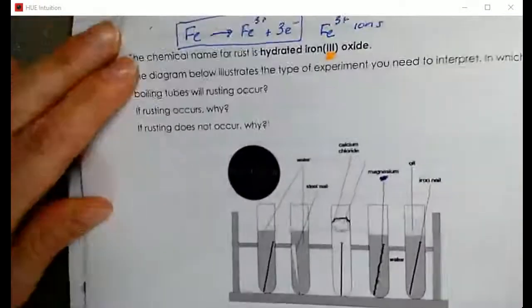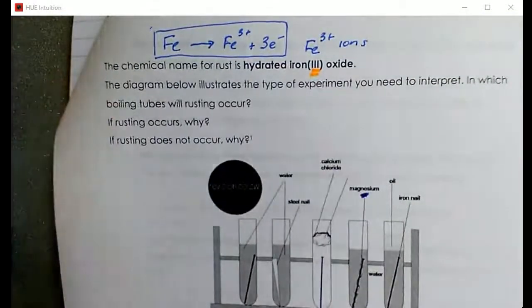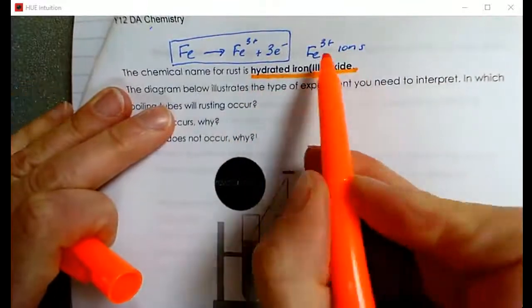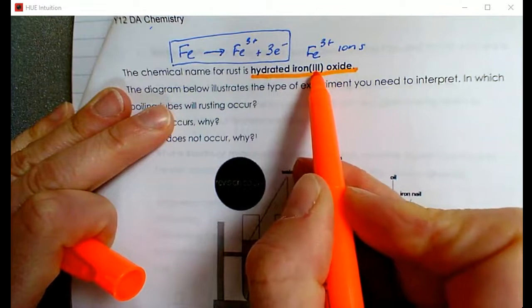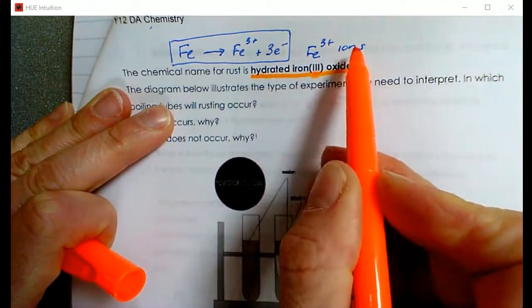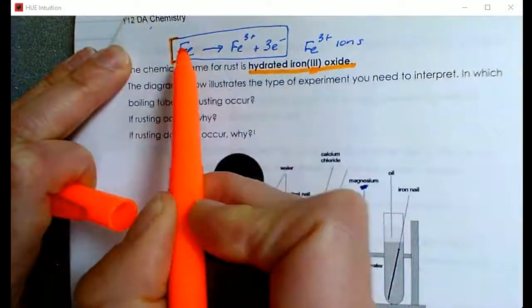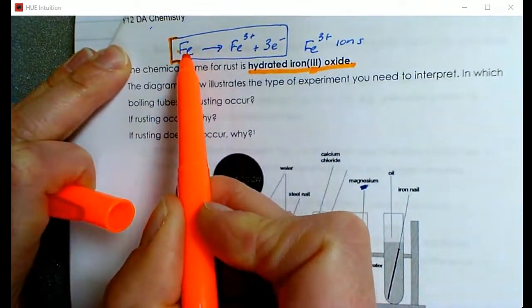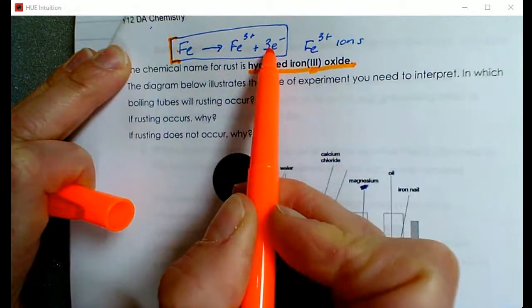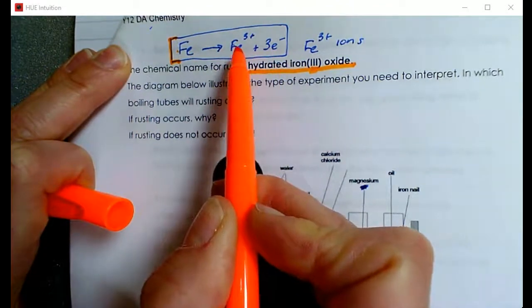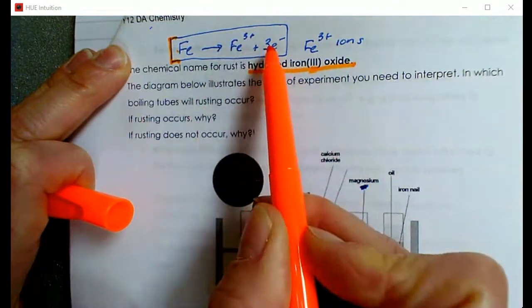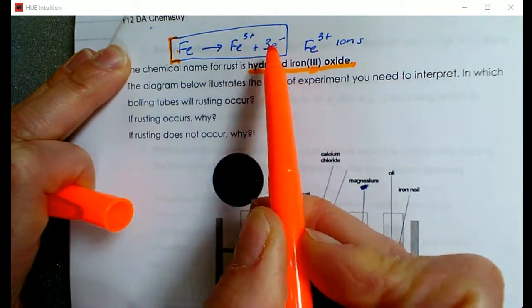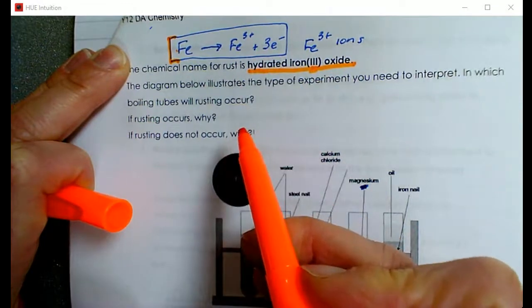Now, the chemical name for rust you need to know. It's hydrated iron 3 oxide, right? The 3, remember, if you look in the back of your data leaflet, refers to the Fe3+ ion. So in the rusting, the oxidation process is that the iron atoms in the metal lose electrons to form iron 3+ ions, which becomes the iron 3 oxide. And remember that loss of electrons is oxidation. So the iron is oxidized to iron 3 ions.